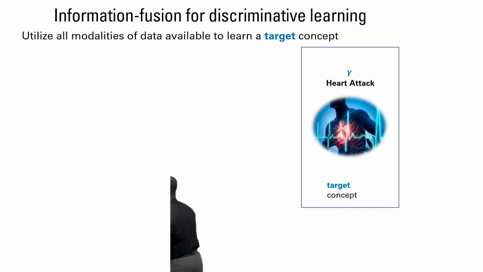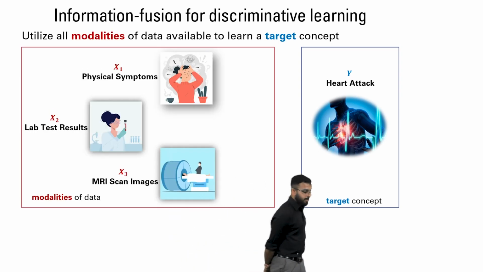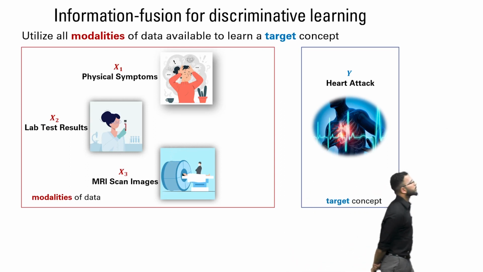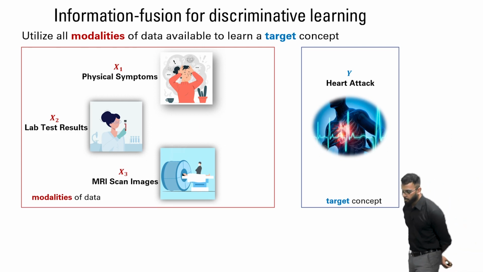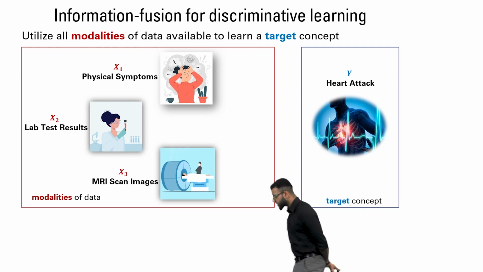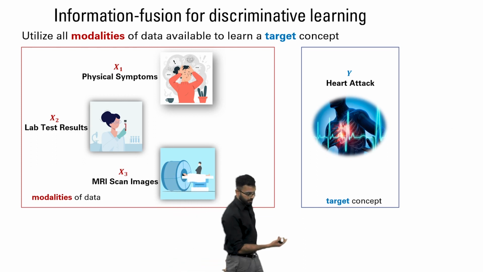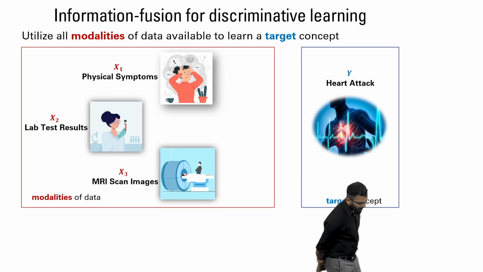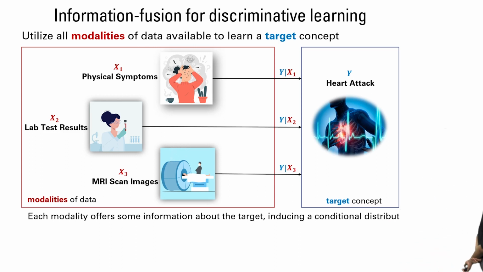So let's try to ground this in an example. Let's say you are interested in predicting the likelihood of having a heart attack. That is your target concept. You have a lot of risk factors associated, which are your features that could contribute to heart attack. Each of these could be from different modalities themselves. For example, you could have physical symptoms, which can be written down. You can have features coming in from lab tests. You can have MRI scan images, etc. Each of these is a different representation of data, a different modality, and each provides you some belief about whether you will have a heart attack or not, right?